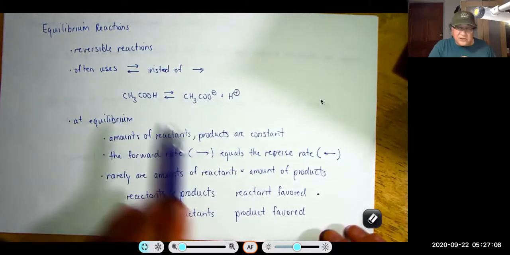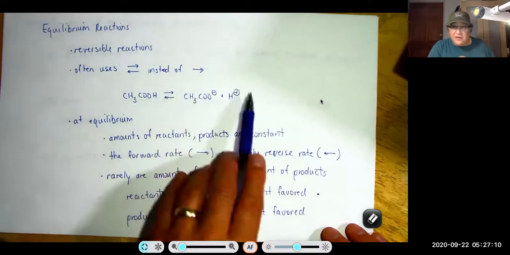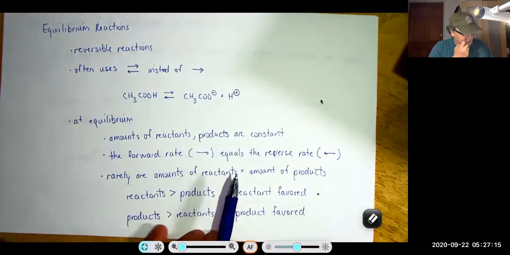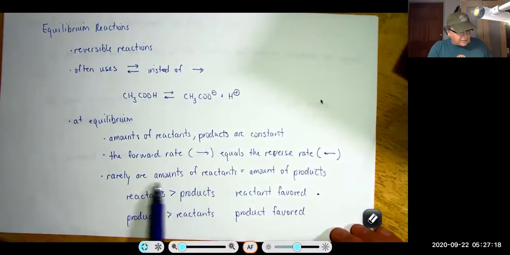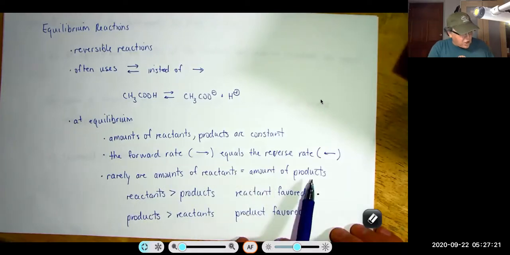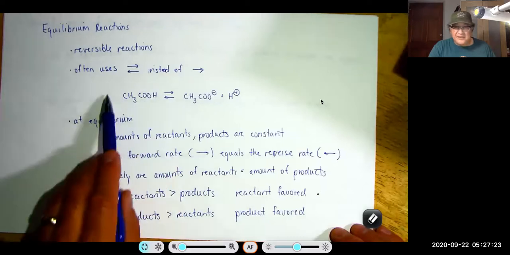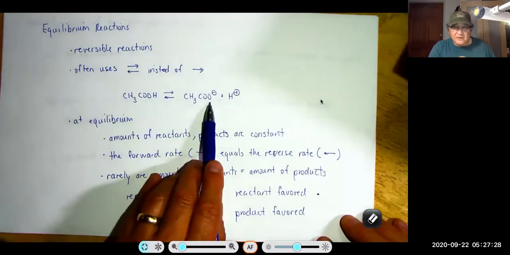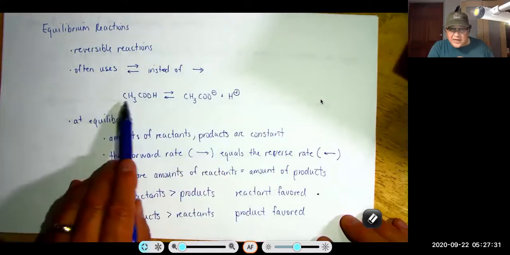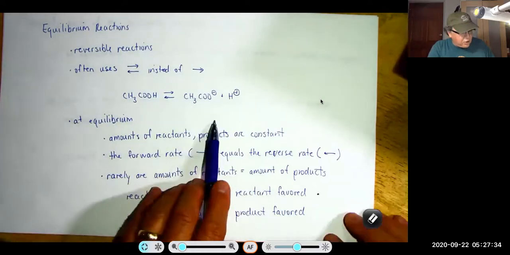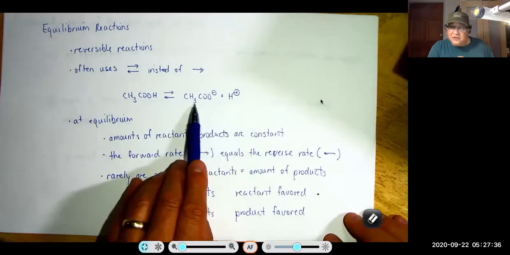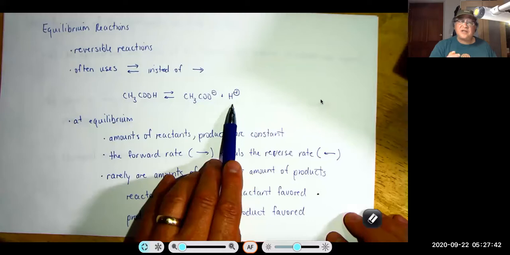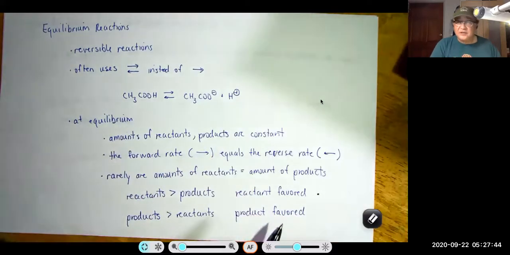Now, I said one of these per second and one of these coming together per second. Not all of them, just one, okay? Rarely are the amounts of reactants equal to the amounts of products. You could have 5 million of these and one of them coming apart per second to make this stuff. You could have 1,000 of these and 1,000 of these, and one of each of them coming together to make one of those. And that's equilibrium.